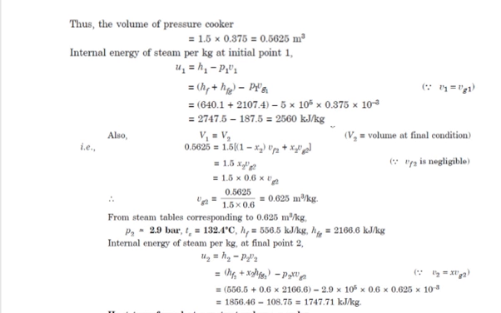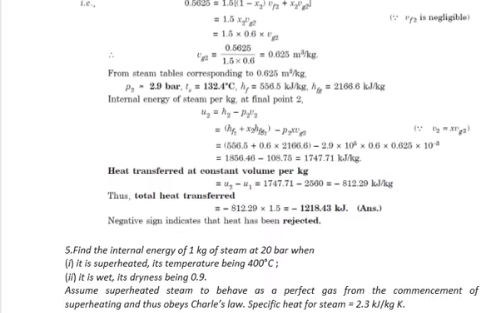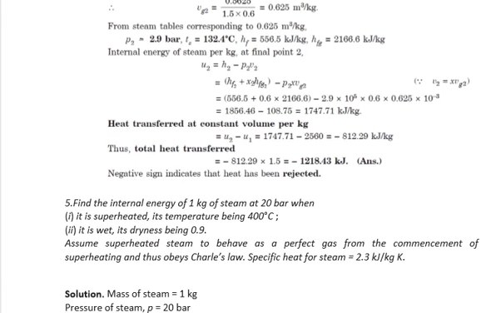Then consider the final condition, v1 = v2. Put the values and apply the formula, and you will get vg2 = 0.625 meter cube per kg. Then again go to the steam table corresponding to this specific volume. From this volume you determine the pressure. At this volume the pressure is 2.9, taken from the steam table: P2 = 2.9 bar. Temperature is 132.4 degrees Celsius. hf = 556.5 kJ per kg. hfg = 2166.6 kJ per kg, taken from the steam table.